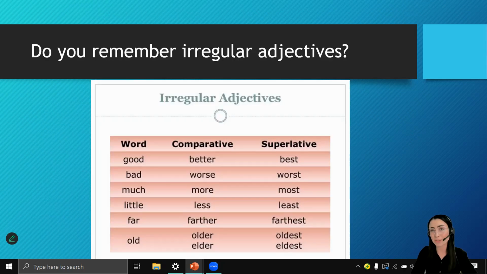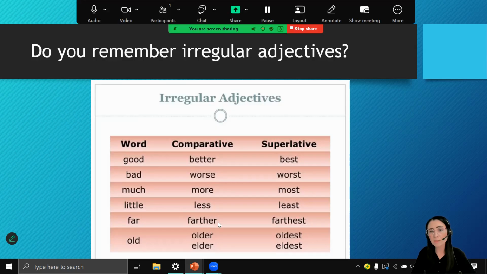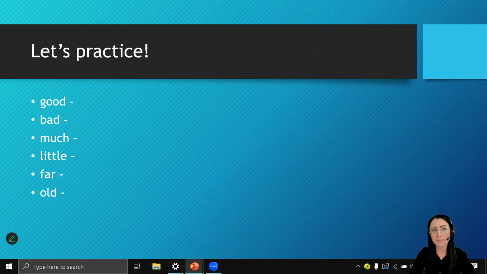Do you remember irregular adjectives? Good, better, the best. Bad, worse, the worst. Much, more, the most. Little, less, the least. Far, farther, the farthest. Old, older, the oldest. Old, elder, the eldest. The word far has one more form. Further, the furthest. Now let's practice.